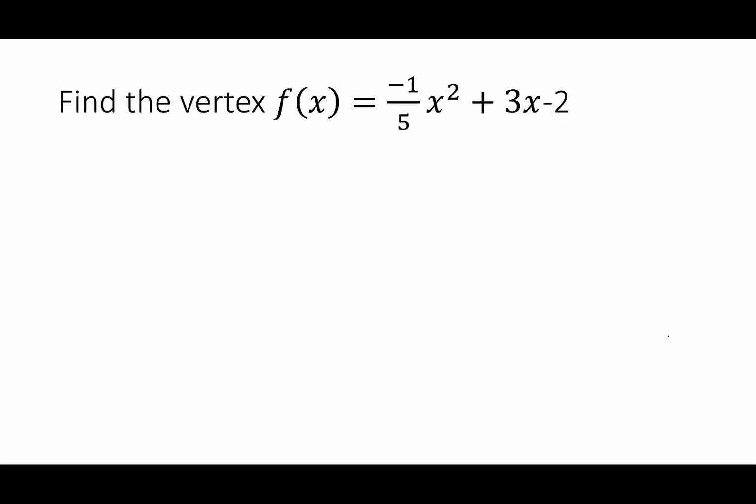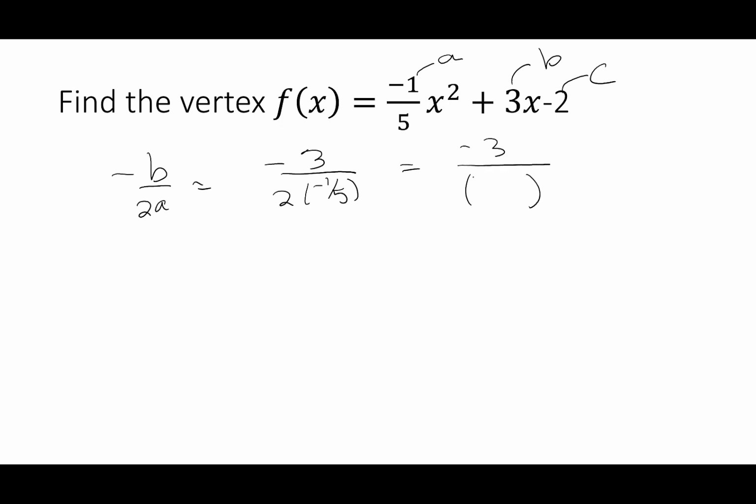Let's do one that has a fraction. I have negative 1/5 x squared plus 3x minus 2. Negative 1/5 is a, 3 is b, and then c, even though we don't really use it, is negative 2. I start with negative b over 2a. I have negative 3 over 2 times negative 1/5. This is negative 3 over, let's do parentheses, negative 2 over 5.